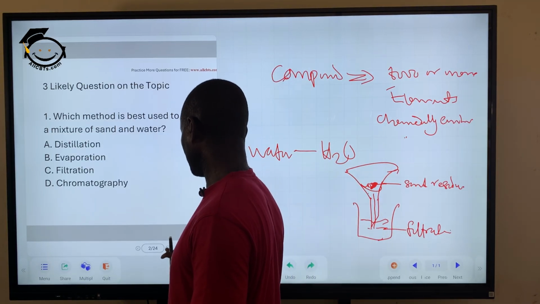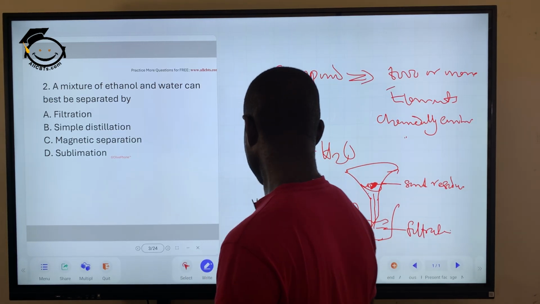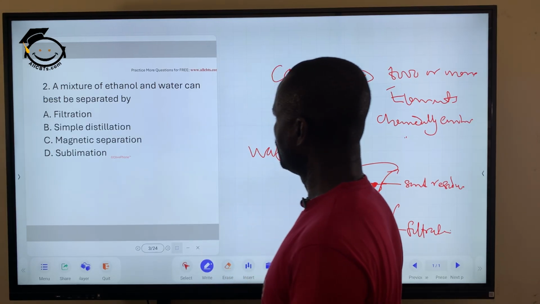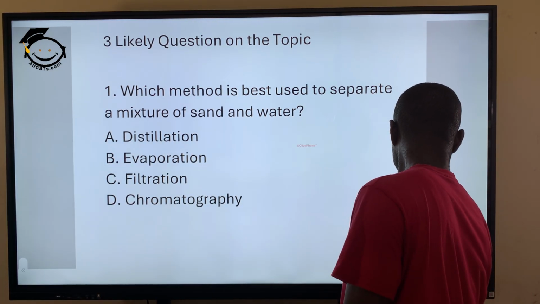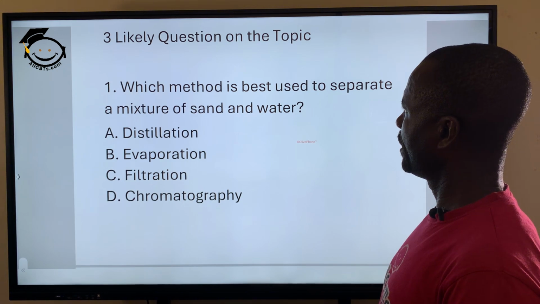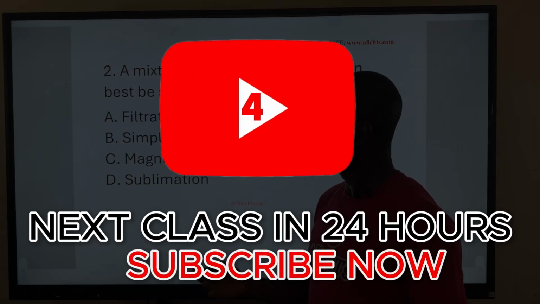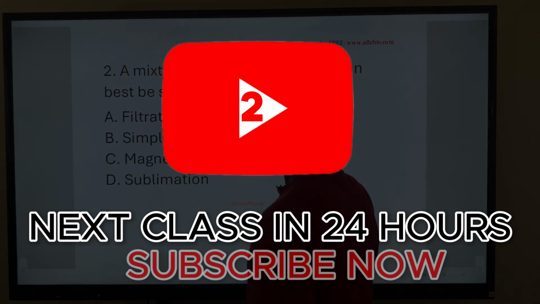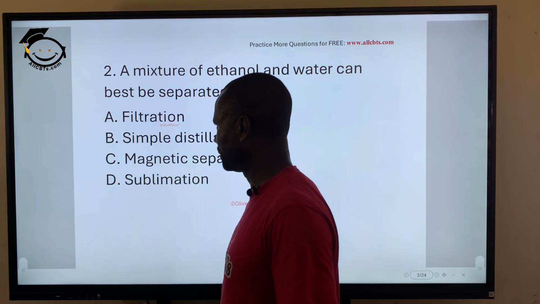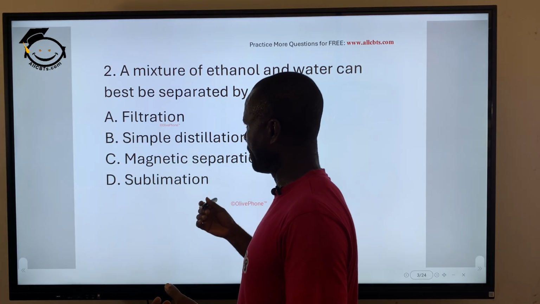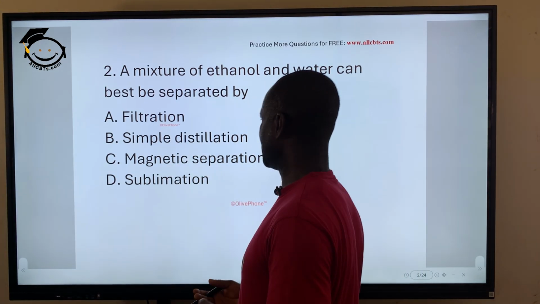Let's look at number 2. The second question says: a mixture of ethanol and water. A mixture of ethanol and water can best be separated by, of course, we explained in our teachings that water and ethanol are miscible liquids, which can be separated by which method? A, filtration. This does not require filter paper because they are liquid in liquid. Simple distillation is very correct.